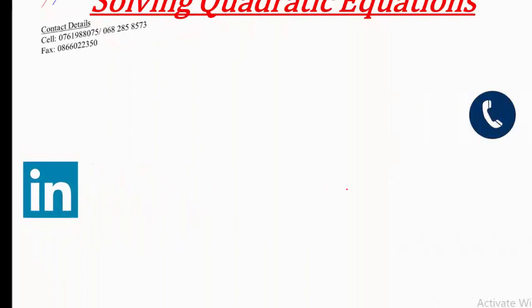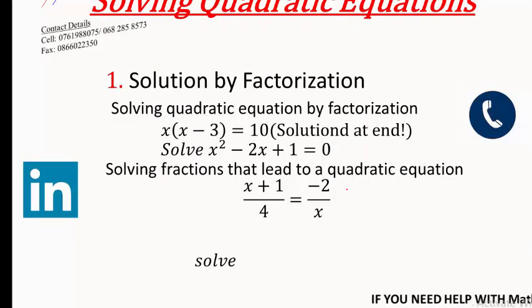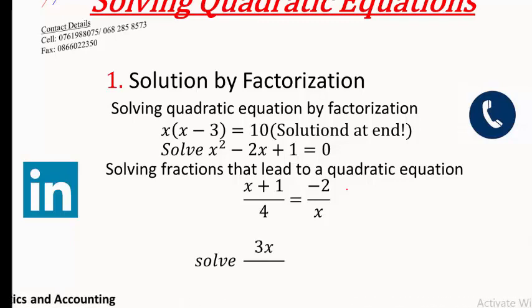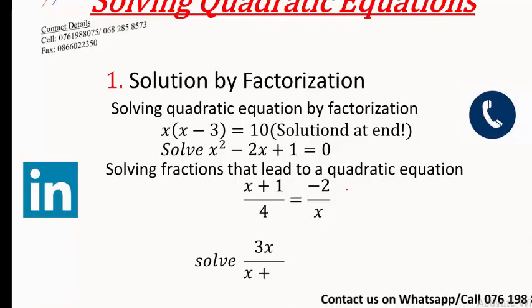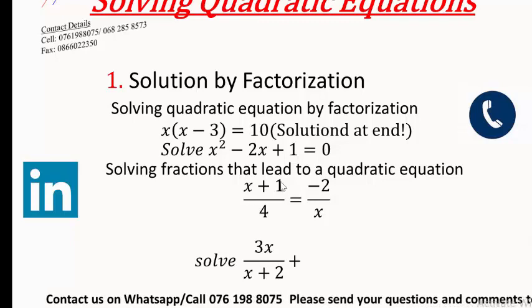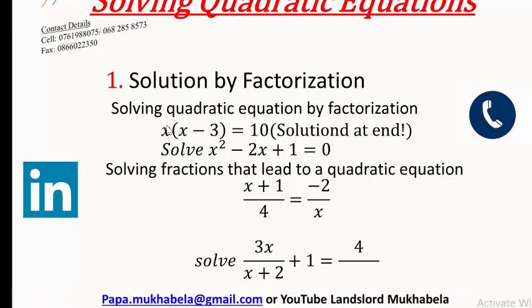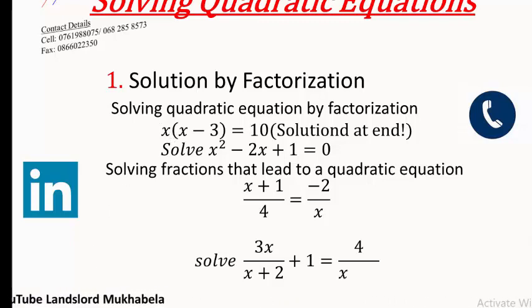So solving equations through solution by factorization, right? So this solving quadratic by factorization would mean that you would then have to use properties such as your distributive properties, where when you do have an equation such as the one that you are looking at, where there's an x bracket x minus 3 close bracket equals to 10. So I always say solution at the end because I do provide solutions.